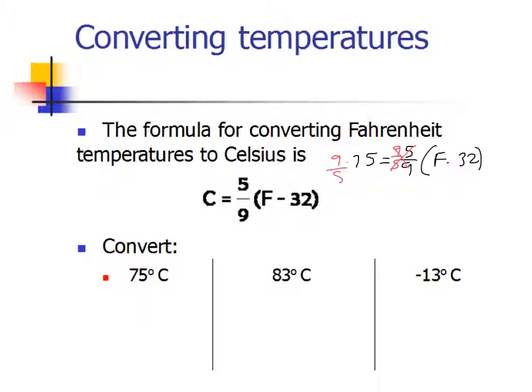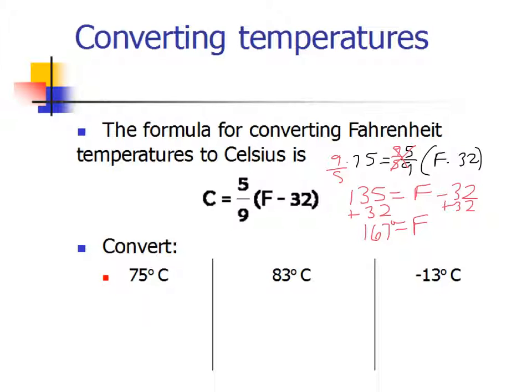9/5 of 75 is 135. That actually came out nice for us. Oh, I guess I could have done that, but whatever. Okay, 135 equals F minus 32. Add 32. Oh, okay, so 135 plus 32, that's 167 degrees Fahrenheit. That'd be a pretty warm day.